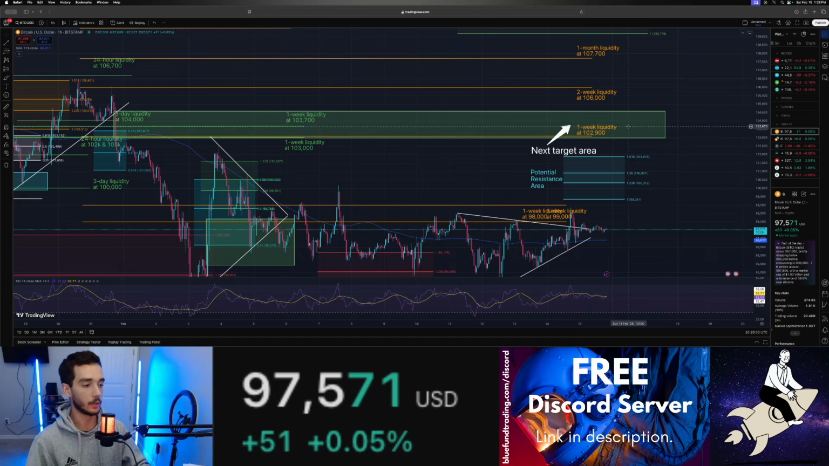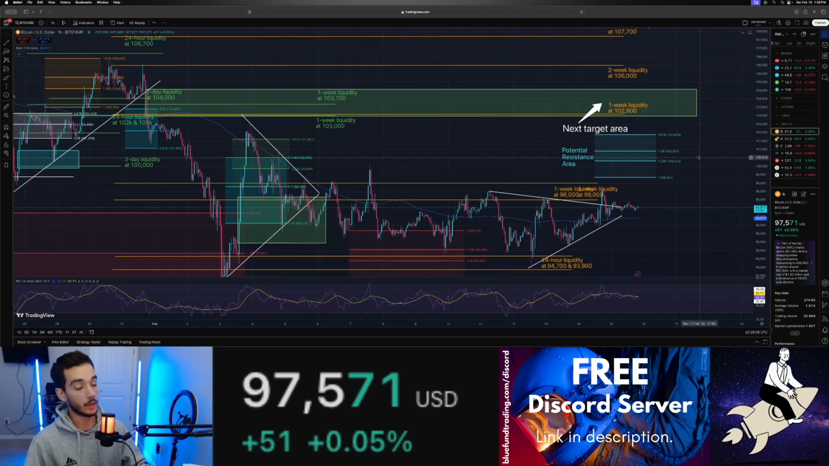But in the more realistic sense, this imbalance area is very much still alive and very healthy. We just gotta finally break into this area so we can start having a little bit more of a breaker structure confirmation to the bullish side, if that makes sense.